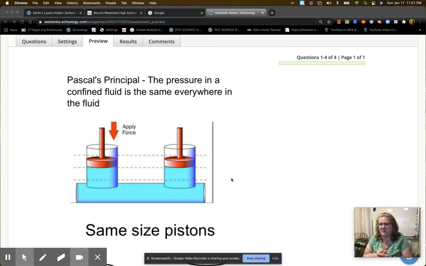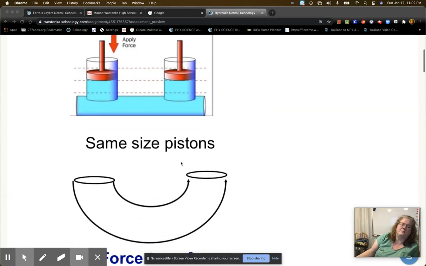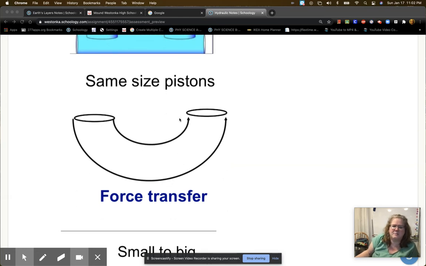Now, since the balloon expands, we know obviously it's an unbalanced force. But if I push down, creating 40 pascals of pressure, then 40 pascals of pressure would push up on this side. Now, if I change the diameter of this piston, either larger or smaller, I can actually change the distance or the force that it can lift. So, same size piston is just force transfer. Same either way. What I push down is what I can lift up on the other side.